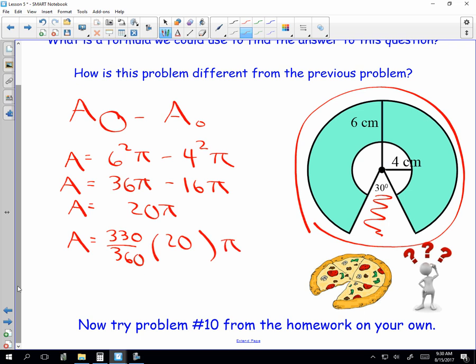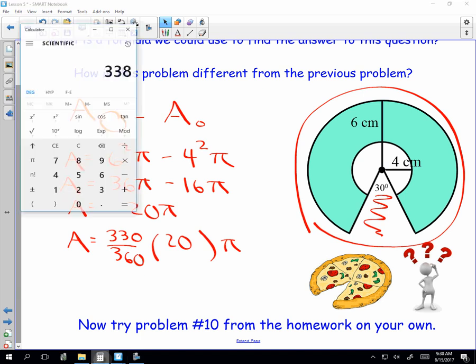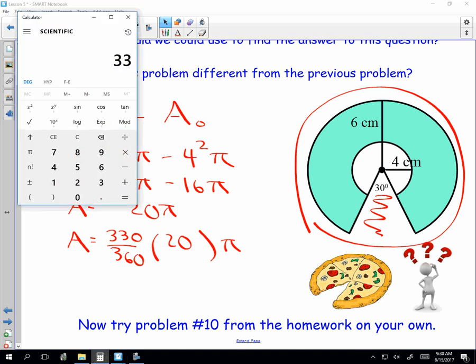Remember, leave our values exact as long as possible. In this case, we're just going to the calculator to help us out. So we have 330 times 20, divided by 360. Now, once again, in this situation, we don't have an exact value, and that causes problems. What we're looking for is simplification as much as possible. So we have 18 1/3.